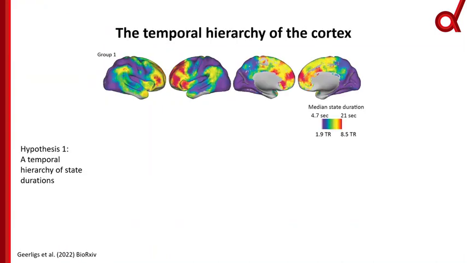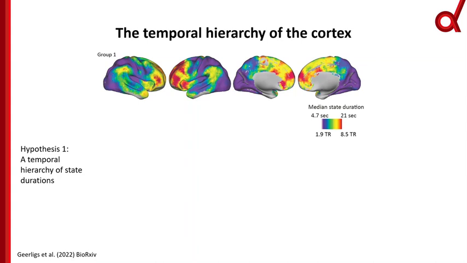So here are the first results. This shows the temporal hierarchy of the state durations across the cortex. Everything shown here in blue and purple are the regions showing very short-lasting neural states. The regions in red have long-lasting neural states. The shortest neural states are found in visual cortex, auditory cortex, and primary somatosensory cortex. The long-lasting neural states are in lateral prefrontal cortex, medial prefrontal cortex, and anterior insula. And this pattern is very reliable across participants.